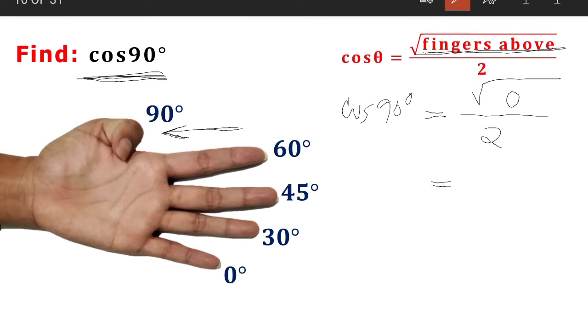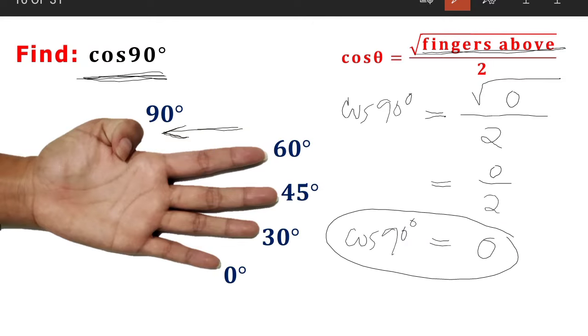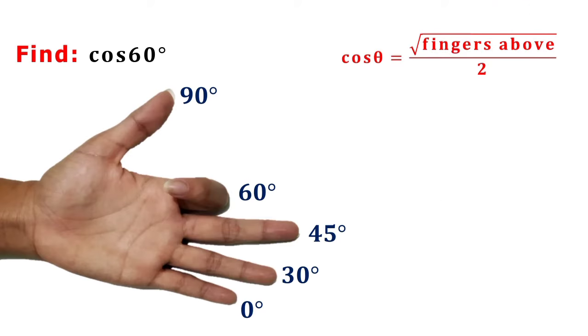So square root of 0 is 0. All over 2 is 0. So your cosine 90 degrees is equal to 0. Okay? Next is cosine 60 degrees.